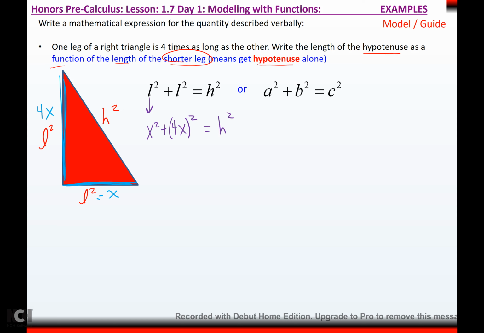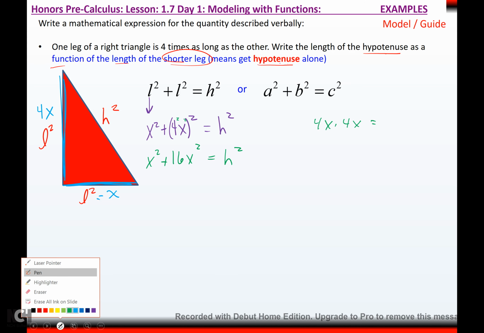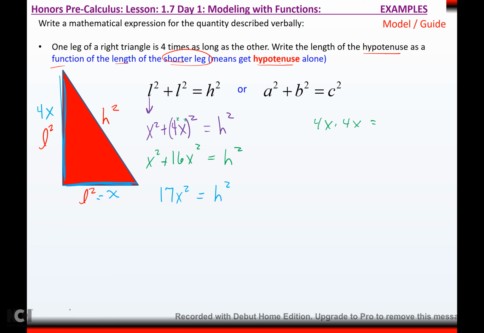Now, they want me to write, I'm done. I mean, I've substituted everything in. I need to simplify, but then it says get hypotenuse alone, which means I've got to get rid of that square. But I've got to take care of this side first. Okay, so if I square this 4x, that means 4 gets squared and x gets squared, because that means 4x times 4x, which is 16x squared, plus this x squared equals the hypotenuse squared. Okay, I can combine x squareds, and that would give me 17x squared equals the hypotenuse squared.